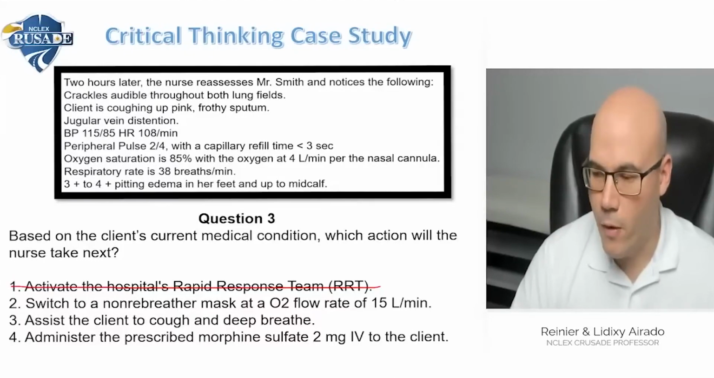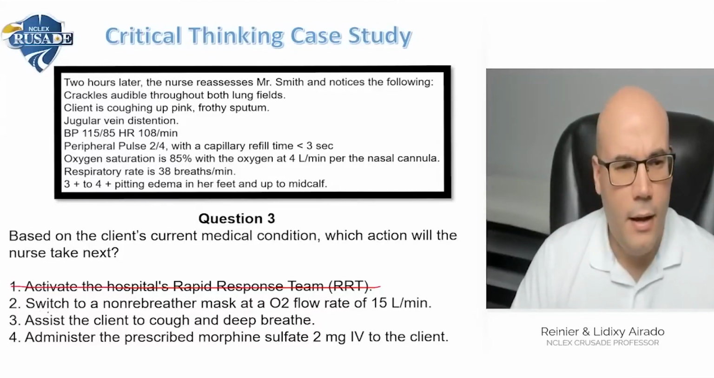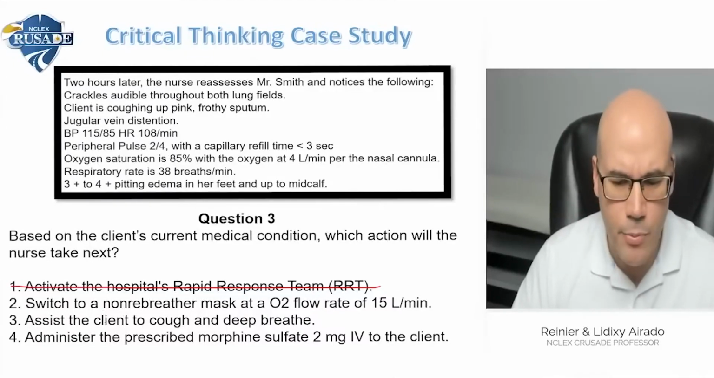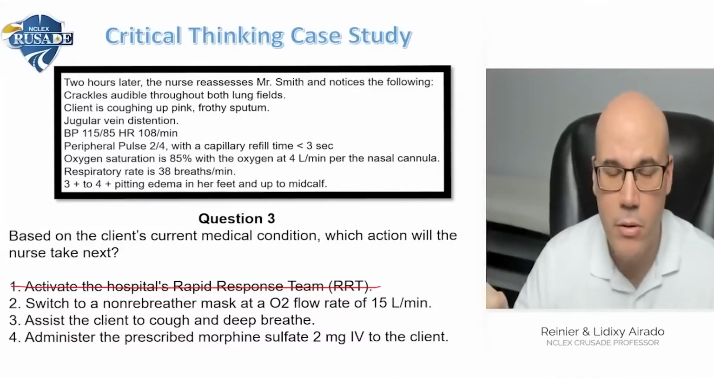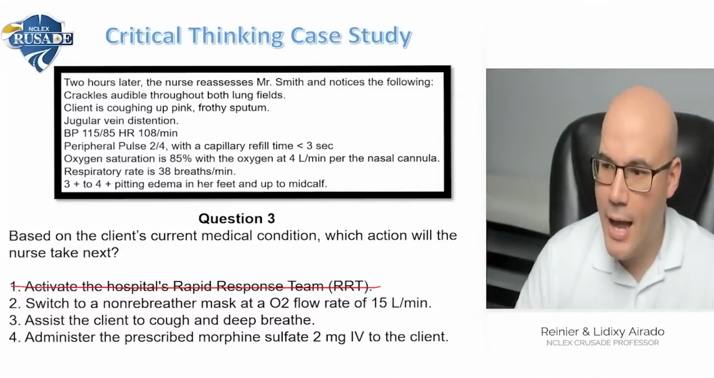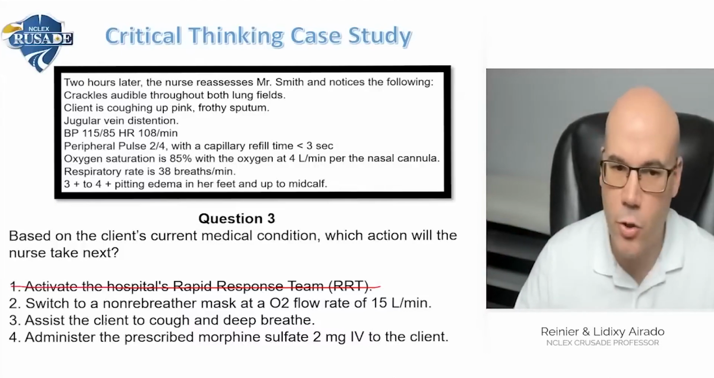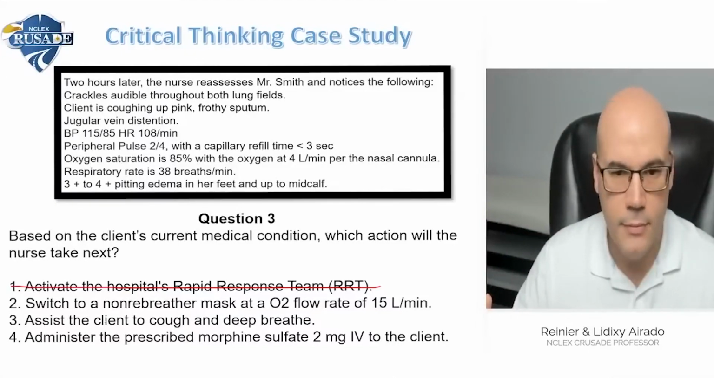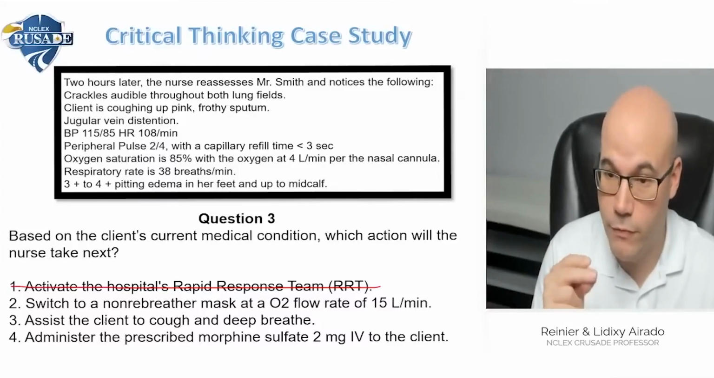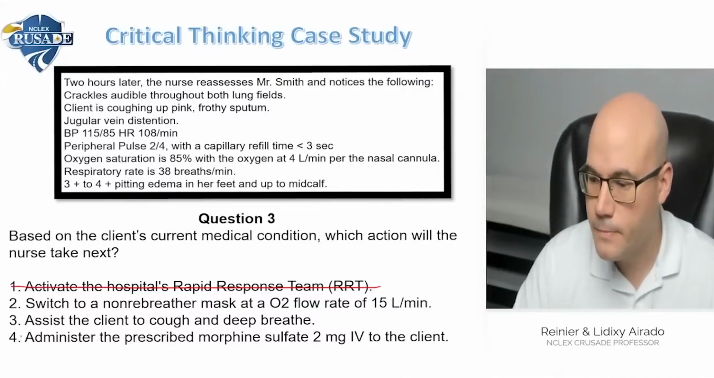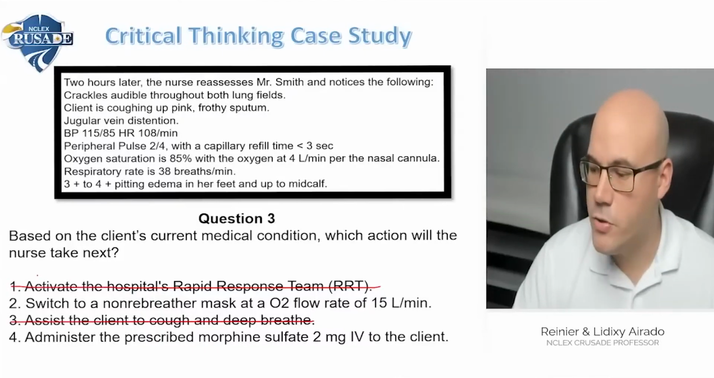So I have 2, 3, and 4. Am I really going to worry about asking the patient to cough and deep breathe in this scenario? In a patient that has jugular vein distension, 85 O2 saturation, all these respiratory problems? No. You need to do something to fix or help with the oxygen problem. That is the priority. So 3 is eliminated.